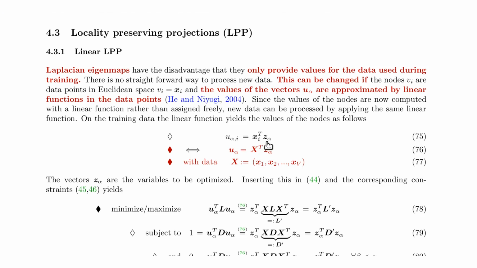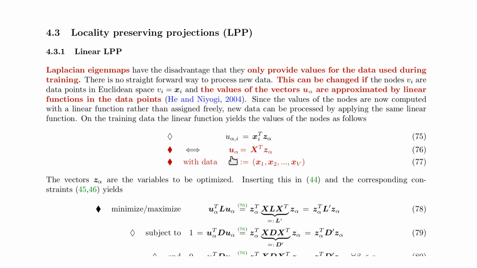And then if you later want to calculate the embedding, which is this u here, for a new data vector, you simply put in a new x, and that helps you calculate the feature for new vectors. So notice that this is linear, therefore the name linear LPP. So linear, and we will later talk about the nonlinear version of that. So this is the component version, and if you write it in matrix notation, it looks like this.